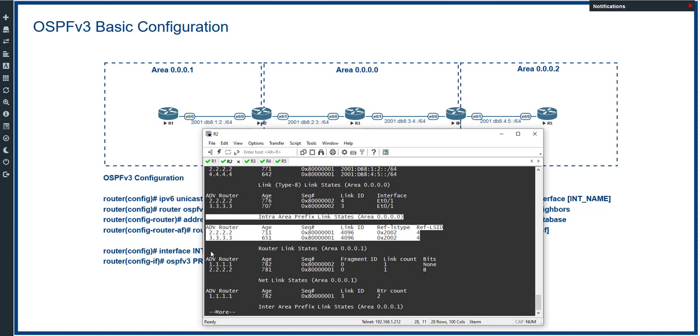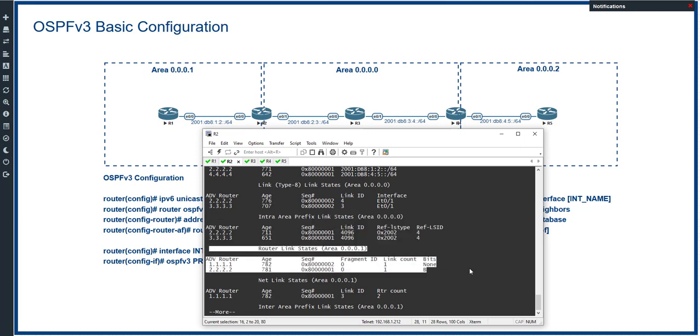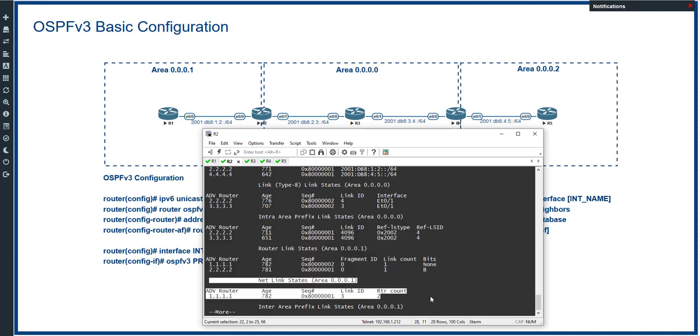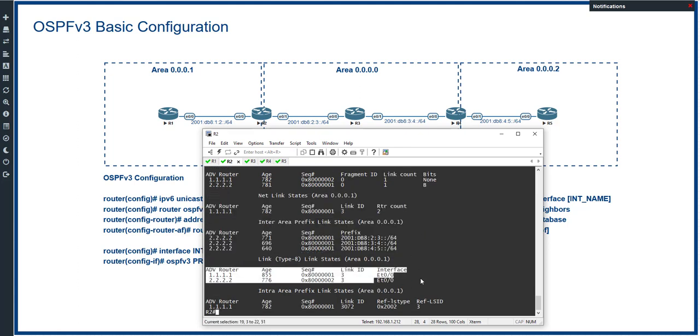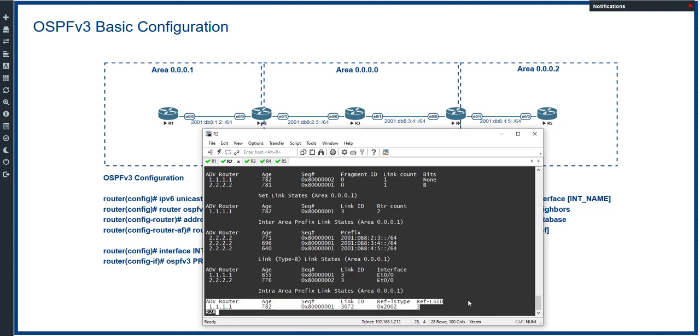Here you can see the LSAs of area 1: two LSA type 1, one LSA type 2, three LSA type 3, two LSA type 8 and one LSA type 9. All of them are so easy. Don't worry, you will learn about them.